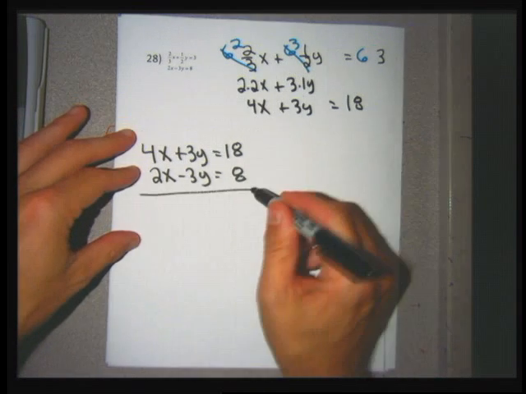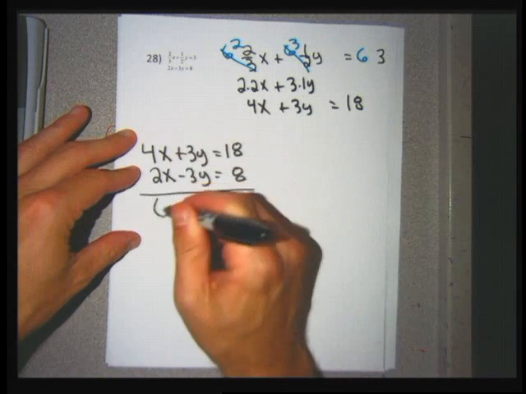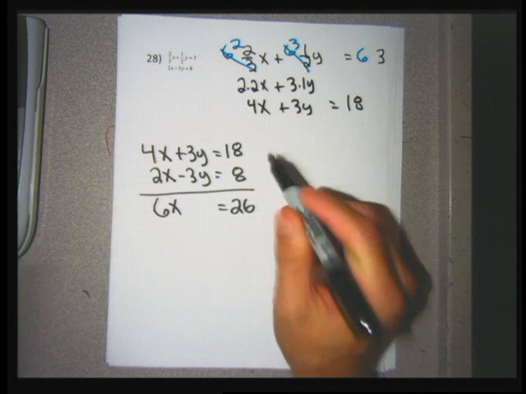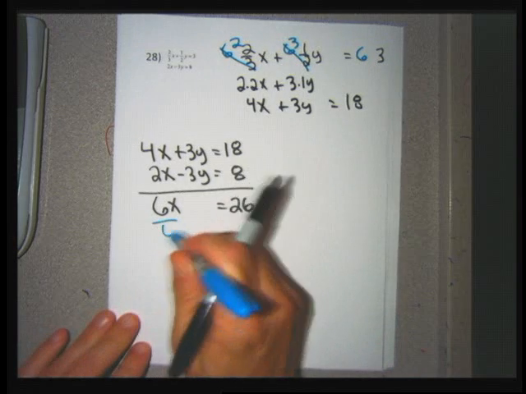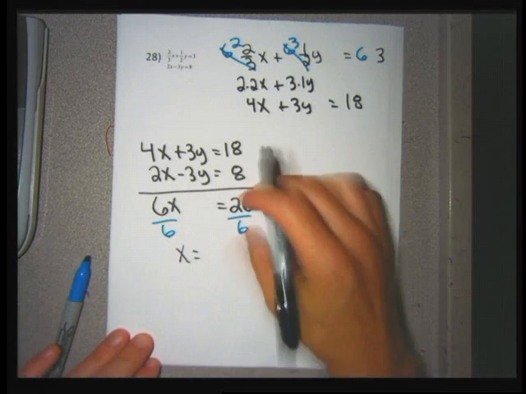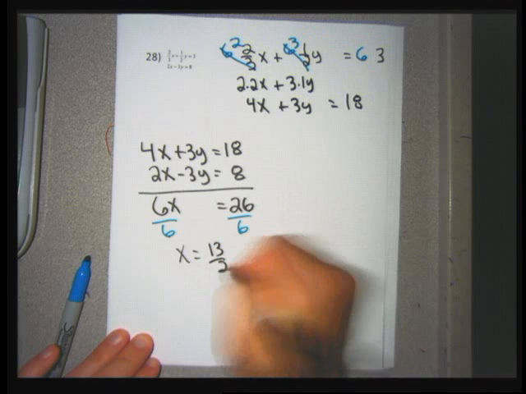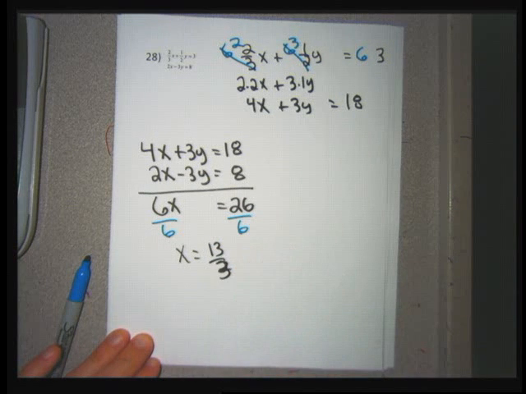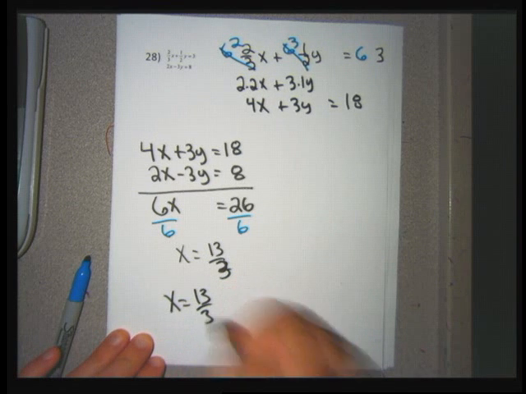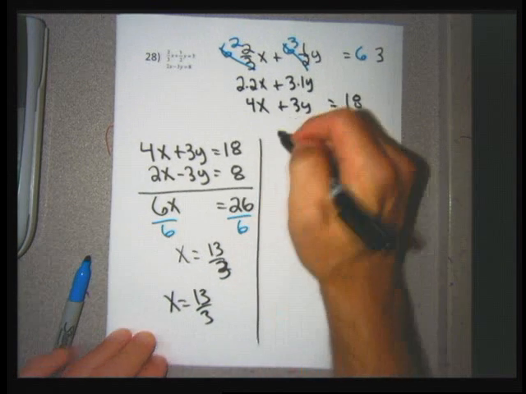I'm going to add these equations together. 4x plus 2x is 6x. The y's cancel. 18 and 8 is 26. Divide both sides by 6. I get x equals 26 over 6, and that's going to be 13 over 3, dividing by 2. So this is x equals 13 over 3. Now I need to solve for y.